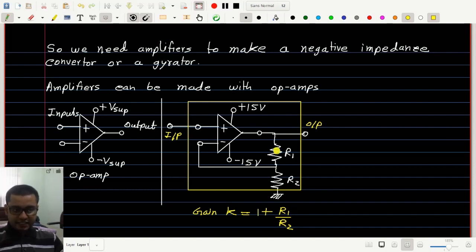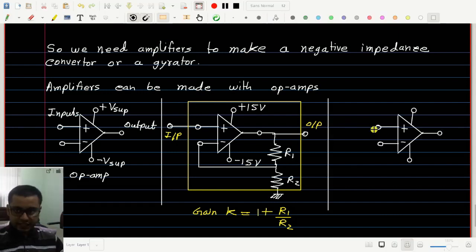Okay, so by changing these two resistances, you can make your amplifier with a suitable gain that you like. Next, we will make another kind of amplifier with an op-amp. For that, first give a power supply of plus minus 15 volt to the op amp.